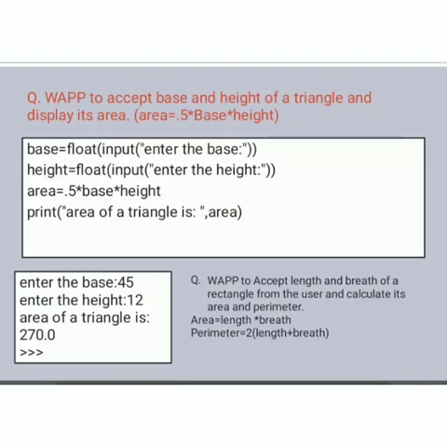First of all, the inner function will be used. What we have written, enter the base, is a prompt which will be displayed on the output window, that is on the screen. Until and unless the user enters the value, it will not proceed further. So it will wait for the user to enter the value. Once the user has entered the value, then the outer function will be used, and what we have written is float. What will it do? It will convert the string value into the float.